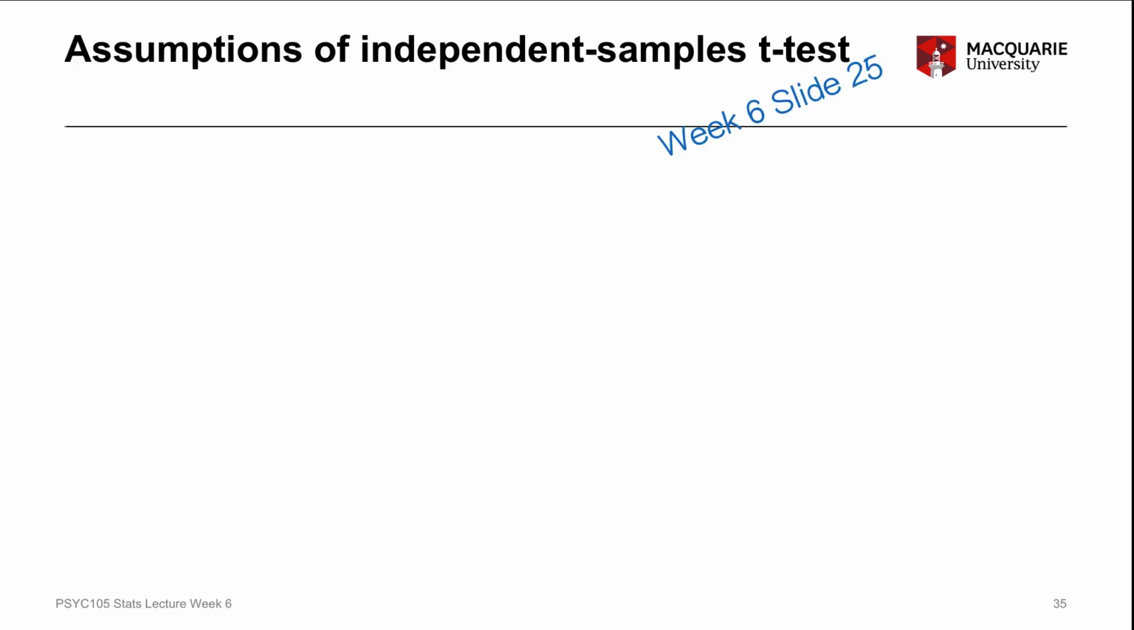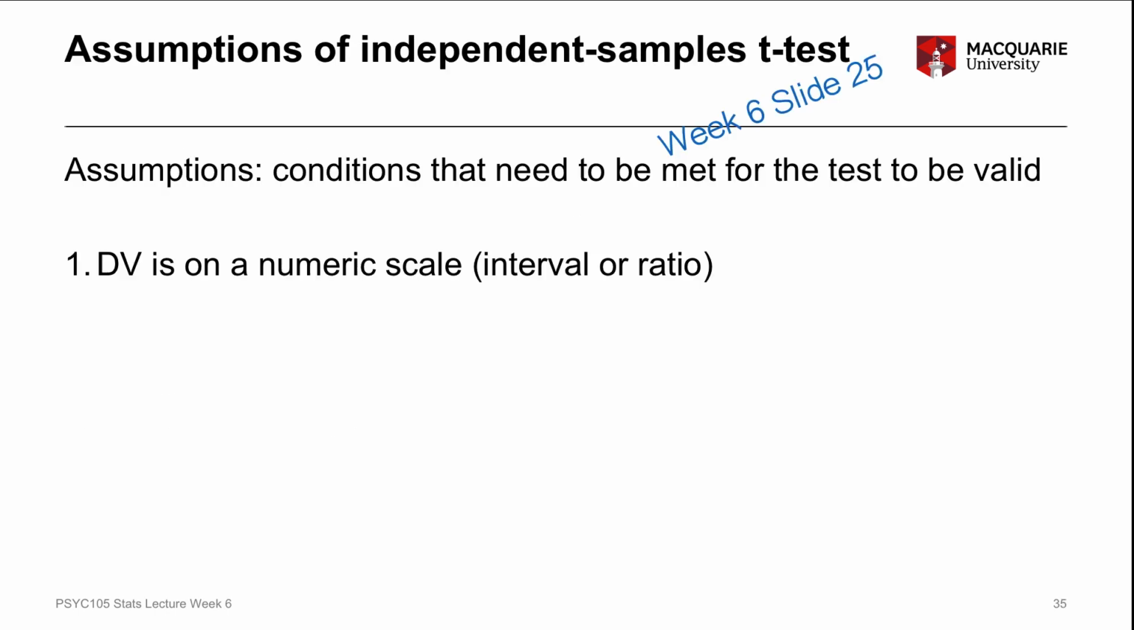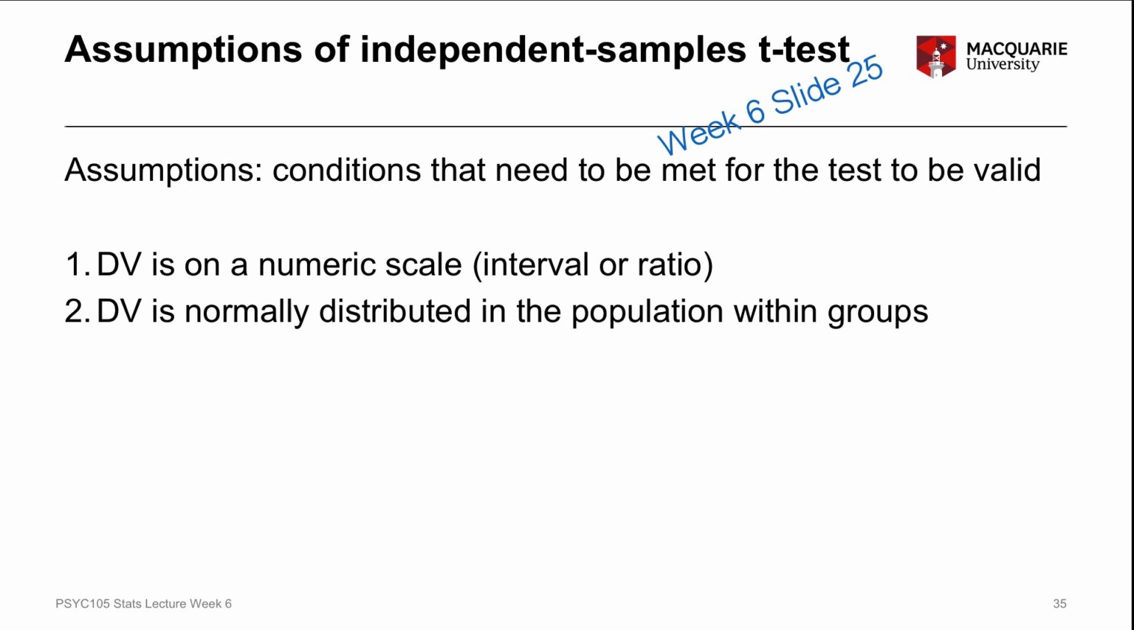So recapping our assumptions for our independent samples t-test, we know that our dependent variable is on a numeric scale because we had a look at the data, and also we know the design of the study. We know that the hire ratings are on a 0 to 10 scale, and we know that each person has a score on that scale, so that means it's a numeric scale.